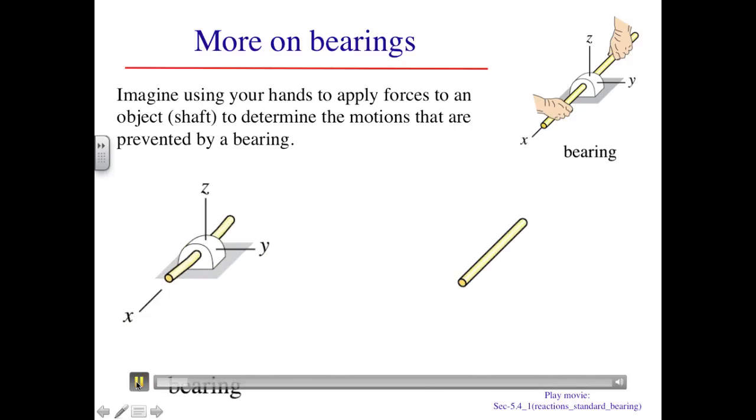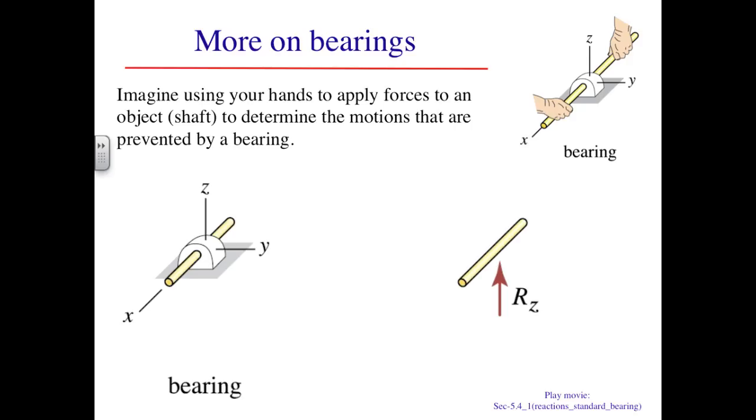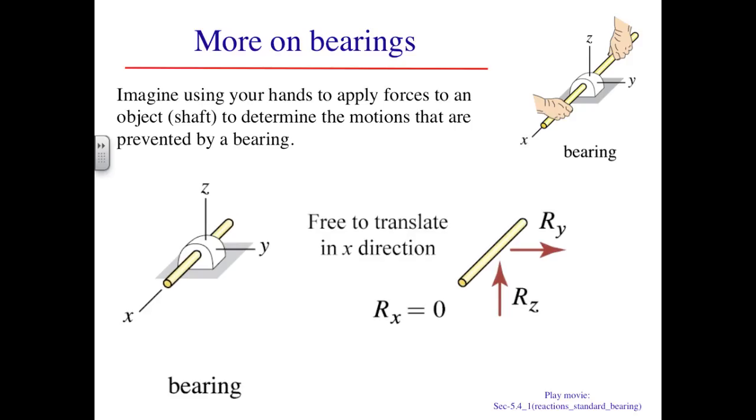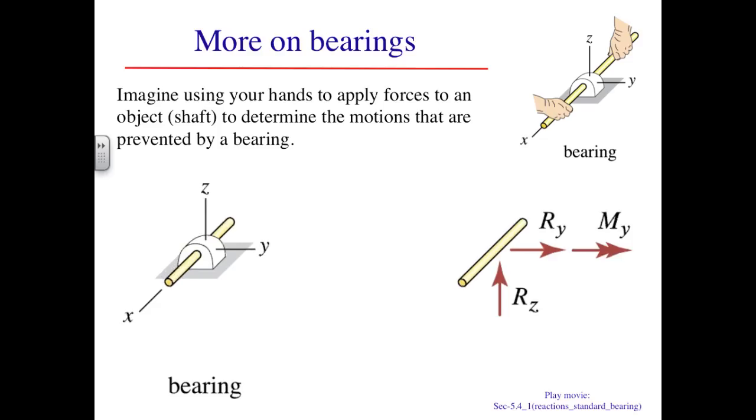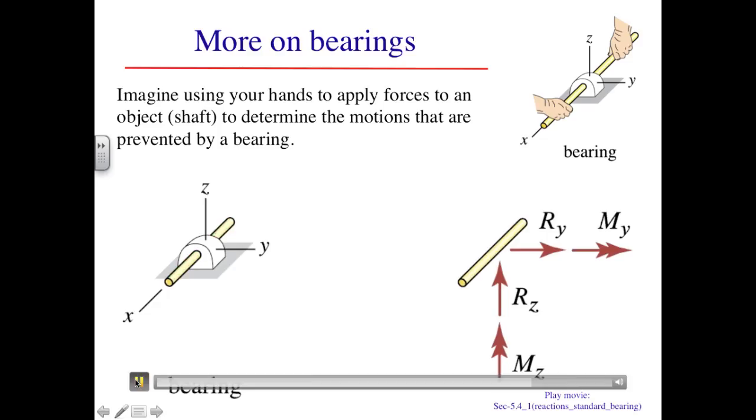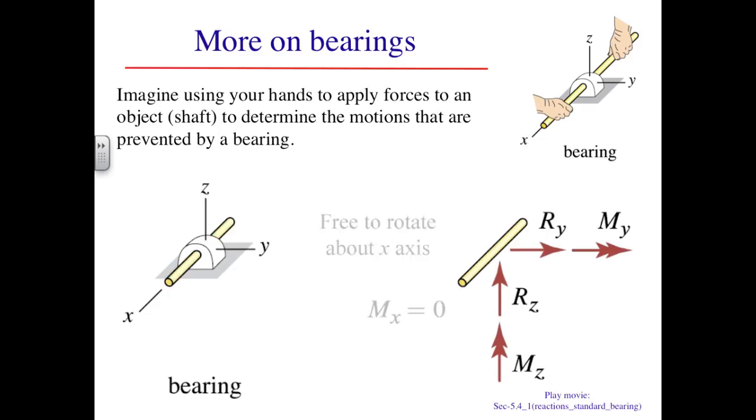We aren't permitted to pull the shaft through its bearings, so we have force reaction components normal to the shaft axis, in this case Ry and Rz components. It is free to slide along its axis, so there is no Rx component. We also typically can't bend the shaft, so there will be moment reactions normal to the shaft axis, in this case My and Mz components, but the bearing is built to permit the shaft to rotate about its own axis, and we can see that here, and Mx is 0.